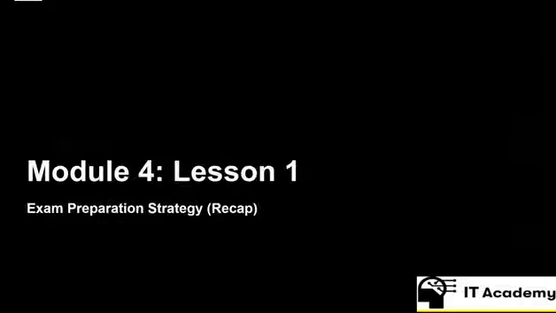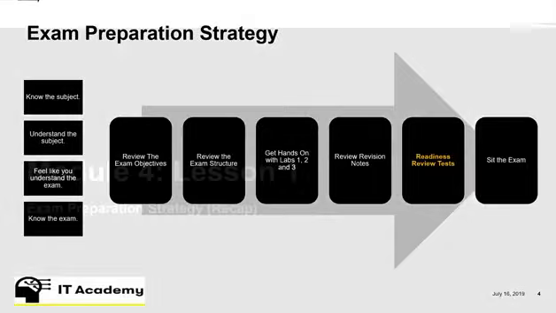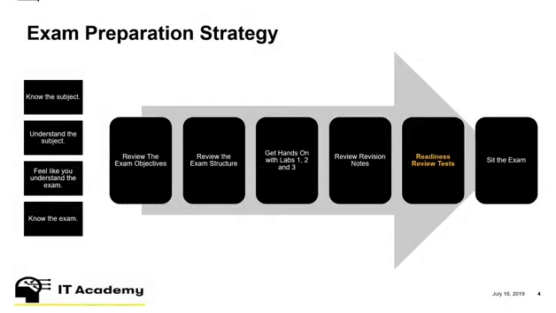Let's come back to our exam preparation strategy and see how we're progressing. In modules 1 and 2, we took a deep dive look into each of the sets of objectives for the AZ-900 exam. In module 3, we did a few things. We took a look at the exam structure. So if you've completed that module, you'll be familiar with the styles and types of questions you might be asked in the exam.